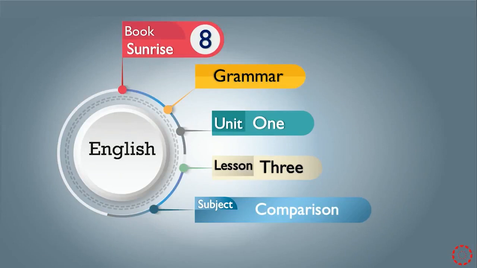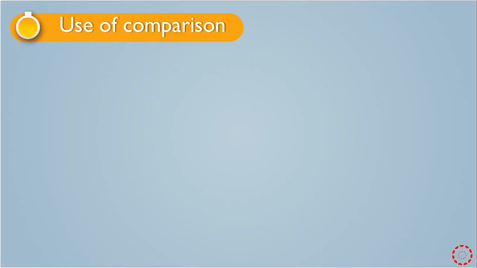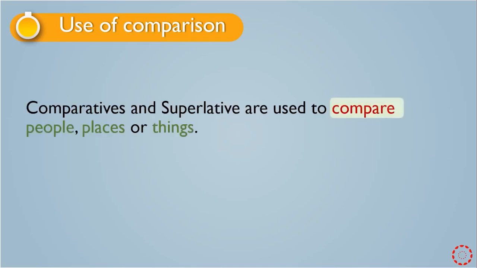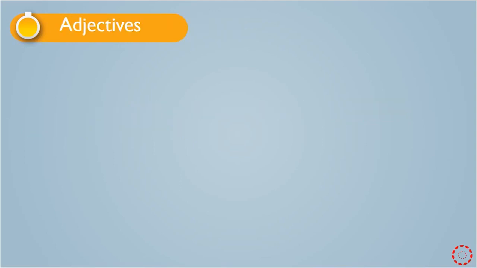Today in Unit 1 Lesson 3 we are going to talk about comparison. Use of comparison. Or we can say comparatives and superlatives are used to compare people, places or things. We start from the adjective.